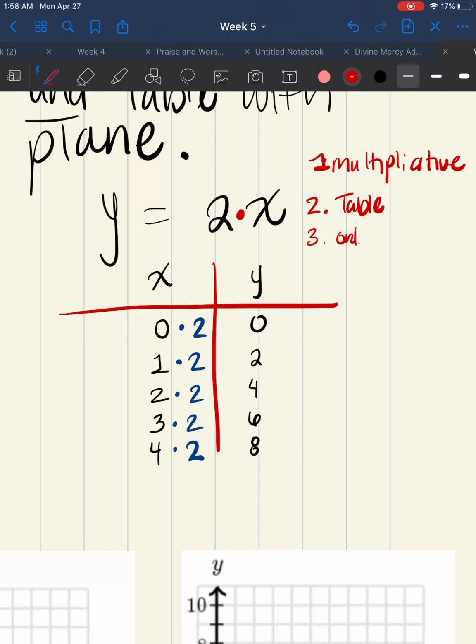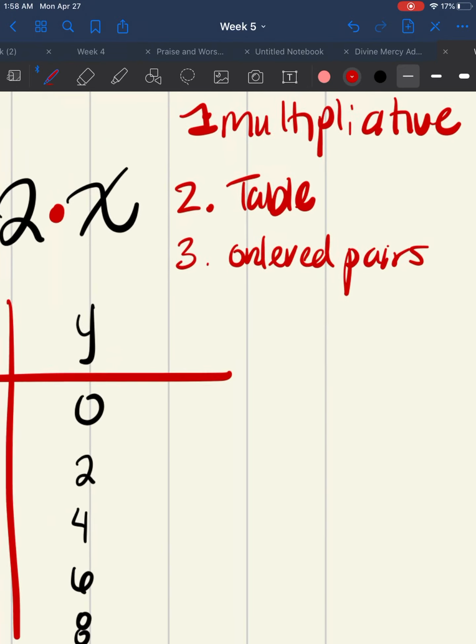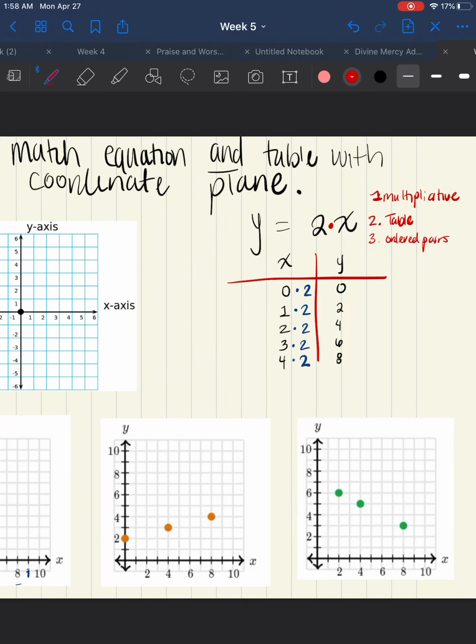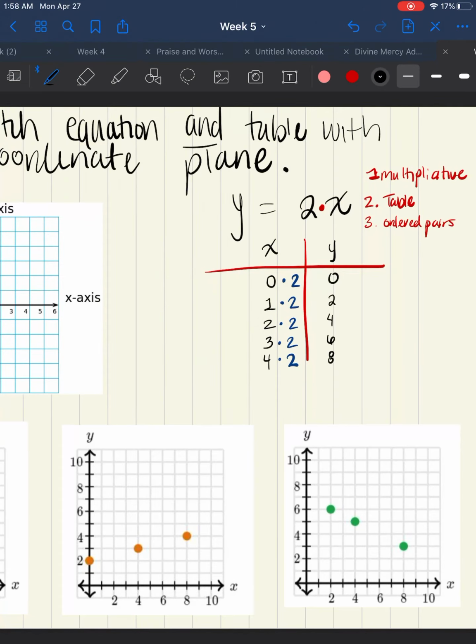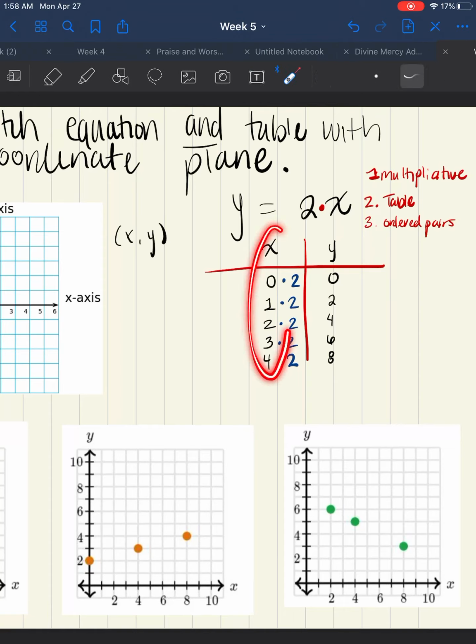3, let's get our ordered pairs. We're going to get our ordered pairs, right? And your ordered pairs, if you recall, is just x together and then y. And all of that is already right here. You just constructed it.